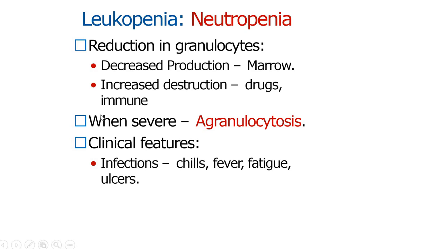So problems with the marrow, or in the periphery, some destruction is taking place. That is, it enters the blood, but it is getting destroyed, which could be because of immune mechanisms, that is antibodies destroying it, or because of drugs. So these are the common causes of neutropenia. When it is extremely severe, there's a condition called agranulocytosis. Whenever the person is having neutropenia, the function of neutrophils or WBC is to fight infections, but if enough neutrophils are not there, the person is not able to fight the infection, and the patient presents with chills, fever, fatigue, ulcers. All these are very common presentations of a person with neutropenia.